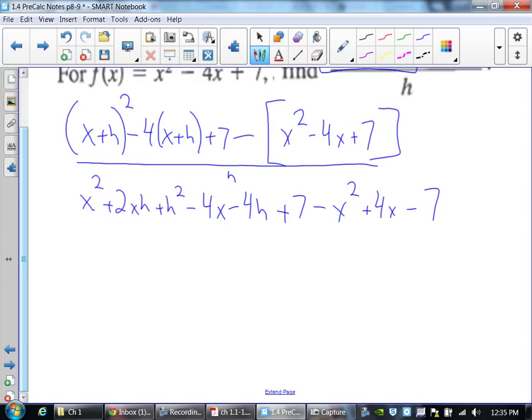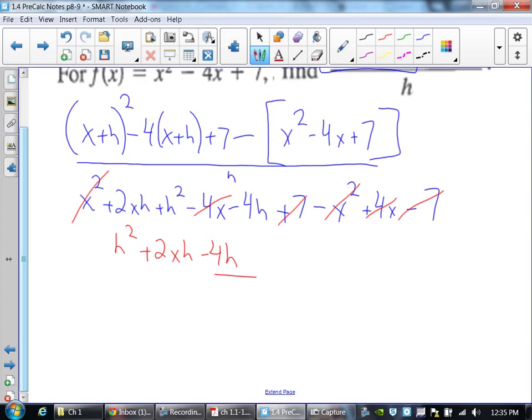Now, what I'm going to do here, since I got to combine like terms anyway, is we all agree that this is still all over h. Do I need to write it over h? I just combine like terms and then simplify. As you go through this, you'll notice we have the x squared and the x squared, 4x, 4x, 7, 7, and I'm left with h squared plus 2xh.